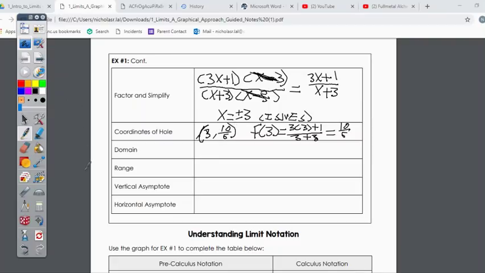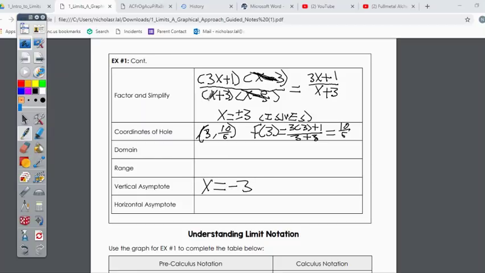All right, our domain is going to be, let's find the vertical asymptote to find our domain and range. We have a vertical asymptote at x equals negative 3.